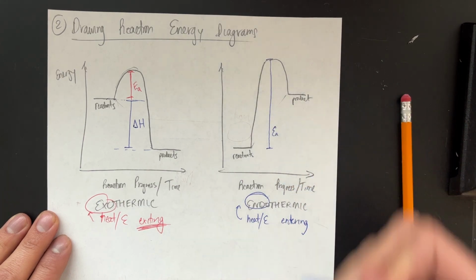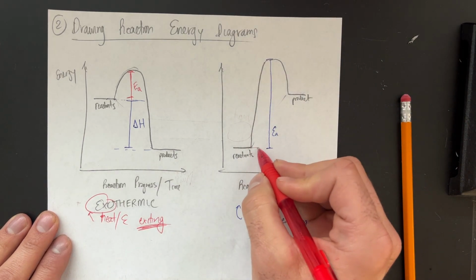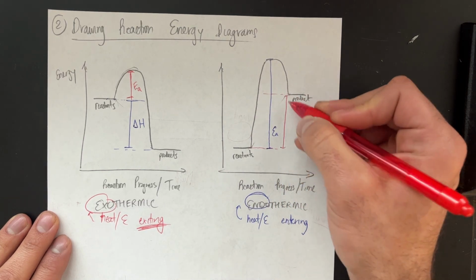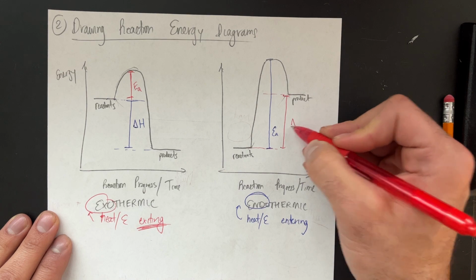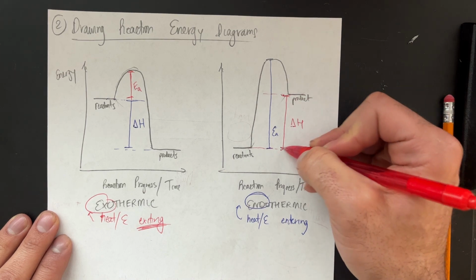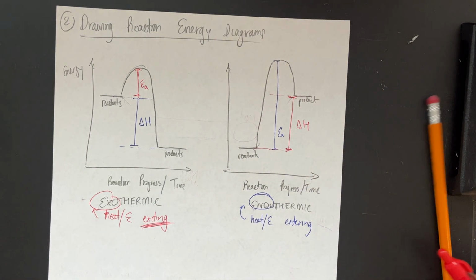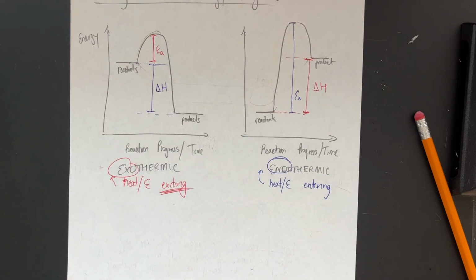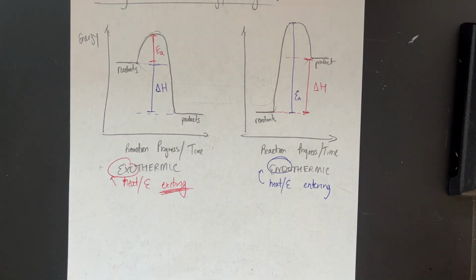This entire thing is EA, and then still the difference between reactants and products is the delta H. I'm sorry, I should have made this the same and flipped the colors, so apologies about that. So that's how you draw reaction energy diagrams, and those are the two things that you can label in it. Do some practice. Hope that helps. Let me know if you have any questions.